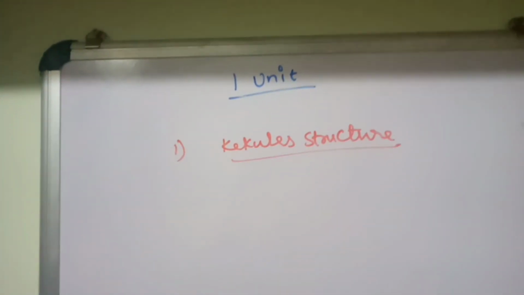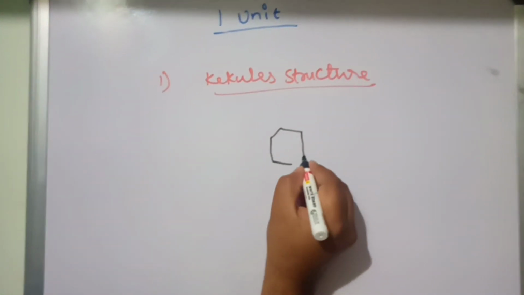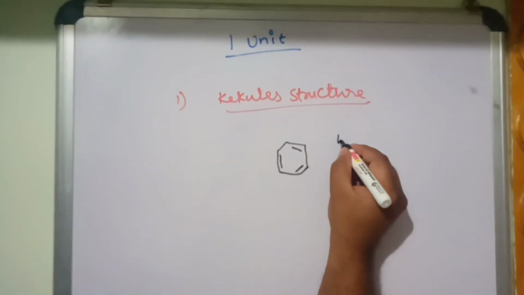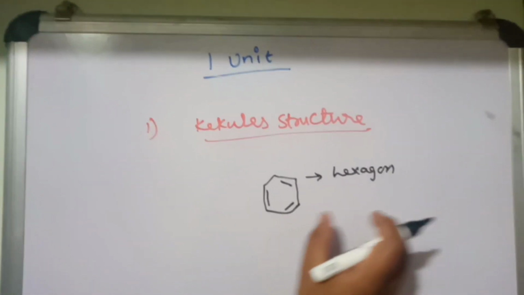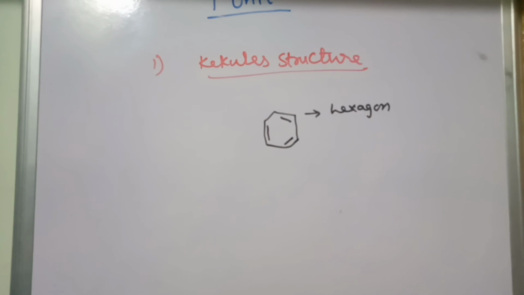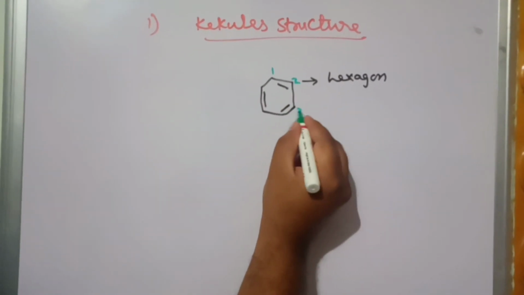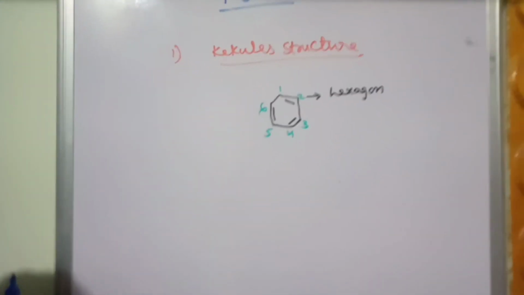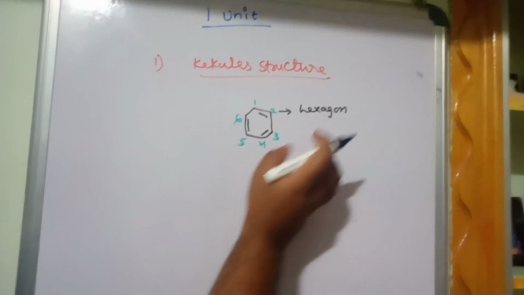Benzene consists of a hexagonal shape. What shape does it contain? It contains a hexagon. Hexagonal means 6 carbons are there. The first point to remember is that benzene is a hexagon. How many carbons are there in benzene? There are 6 carbons present here, and these 6 carbons are very important.